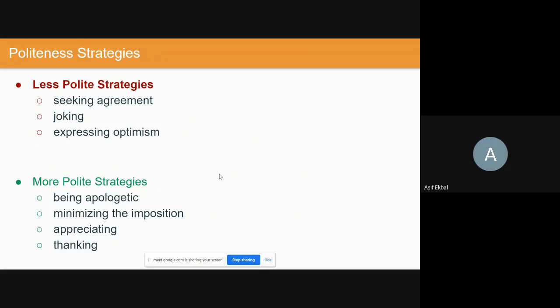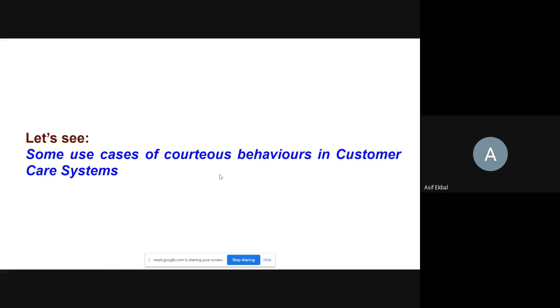Now, politeness can be more polite or less polite. Less polite can be, let's say, you are just agreeing. Okay, whatever you say, I agree. Then you are joking. You are not opposing. Or you say, I think whatever you are saying may be right, but not now, maybe in future. So you are expressing optimism. But more polite means, let's say you have made a mistake, you are apologetic. You are not enforcing anything on the hearer. You are appreciating others. You are thanking others. These are all the more polite strategies.